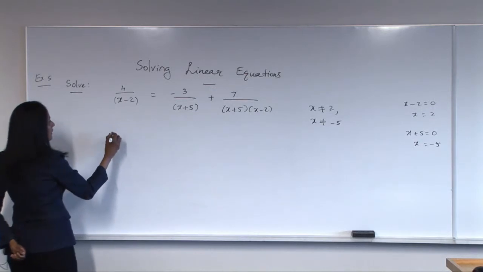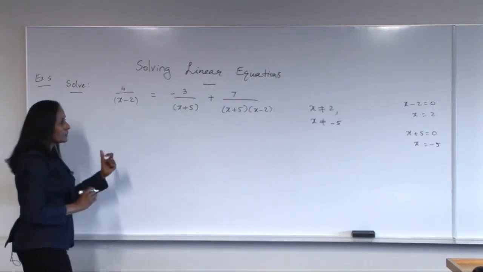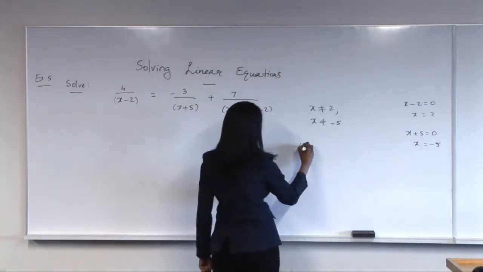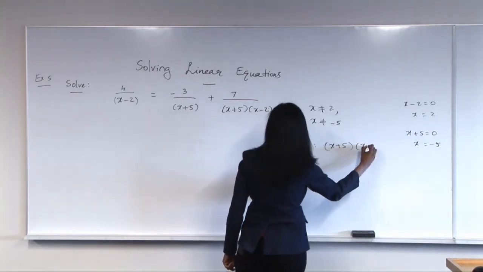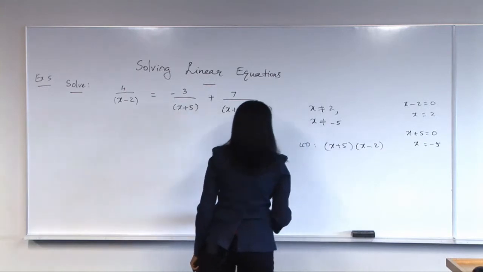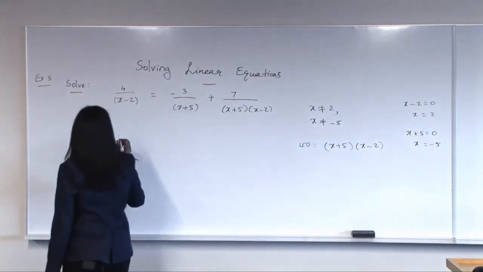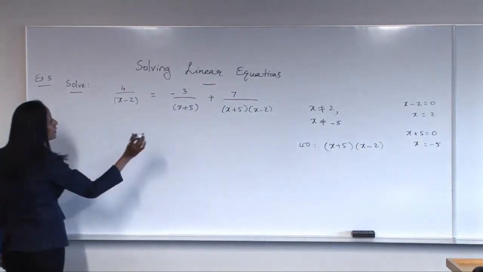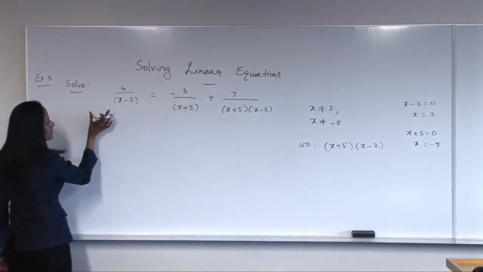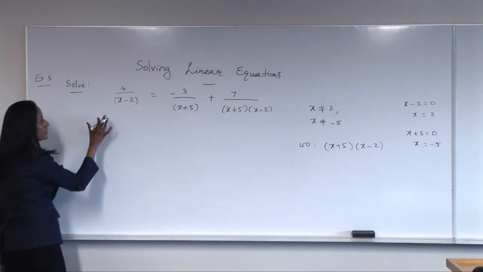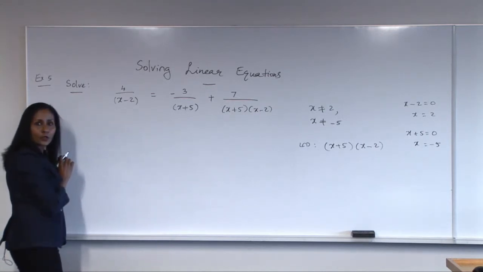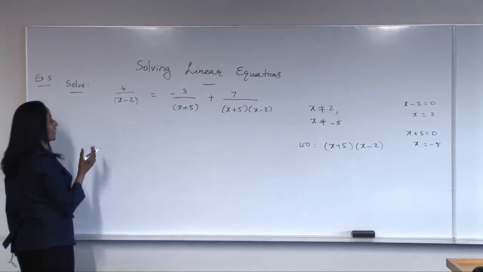So here we have x minus 2. So the common denominator is x plus 5 times x minus 2. So now here we have to make the denominator as x minus 2 times x plus 5. So we have to multiply and divide by x plus 5. You can't just multiply the denominator. You will alter the problem. So we have to be very careful.